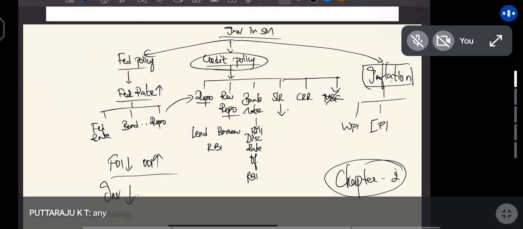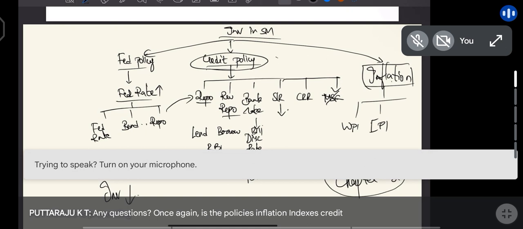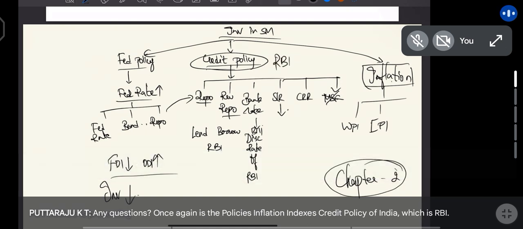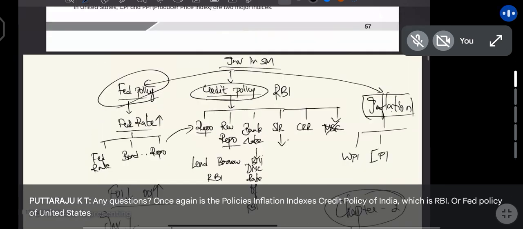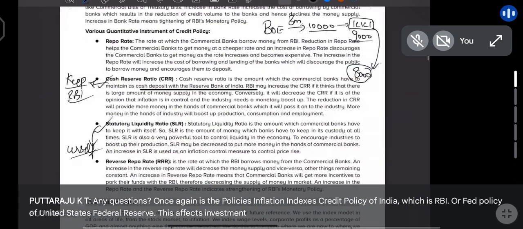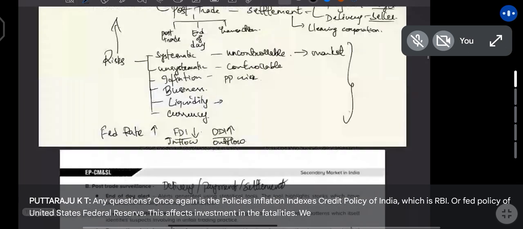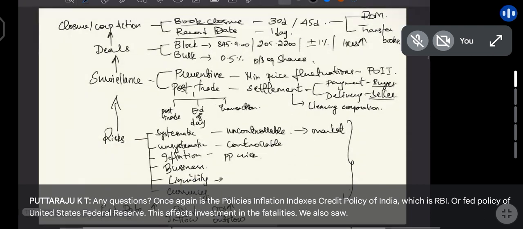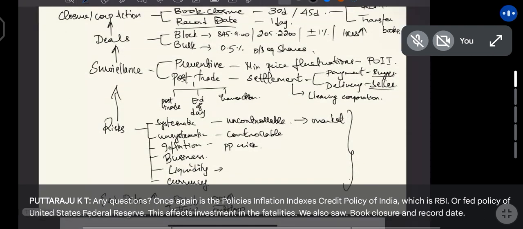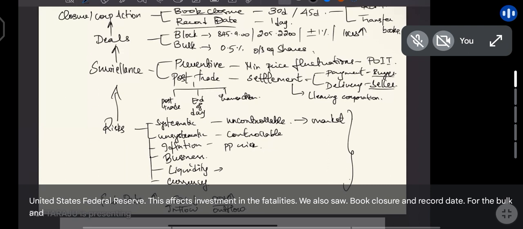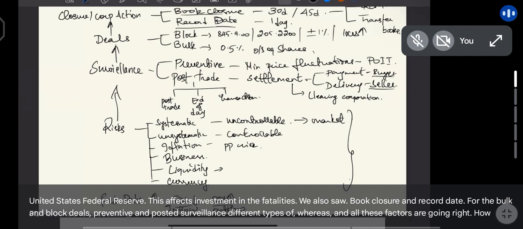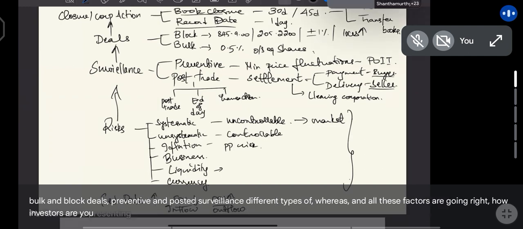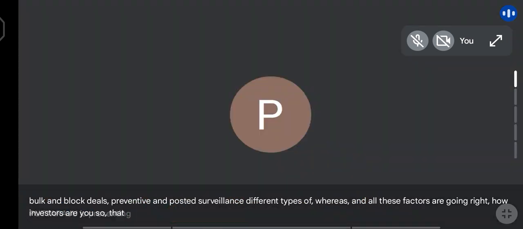Any questions? No? Once again, the policies, inflation indexes, credit policy of India, which is RBI, Fed policy of United States Federal Reserve, which affects investment in our securities. We also saw book closure and record date, bulk and block deals, preventive and post-trade surveillance, different types of risk also, and all these factors are going to affect how investors are investing in securities. So that concludes the second chapter.